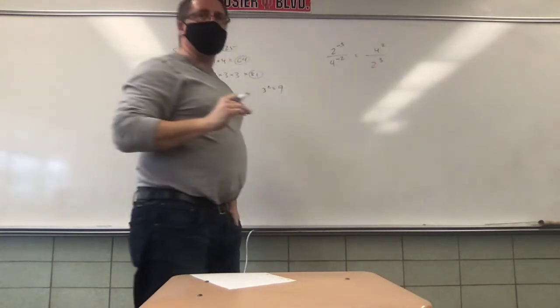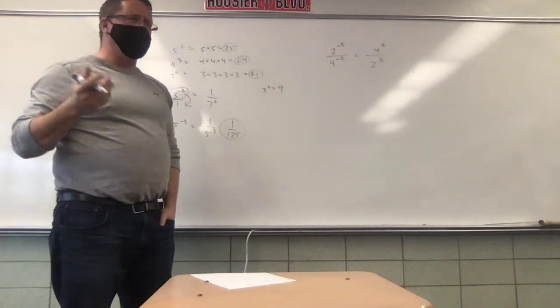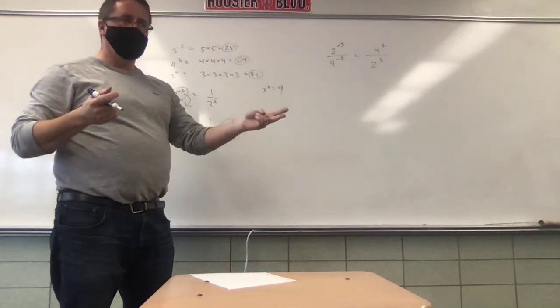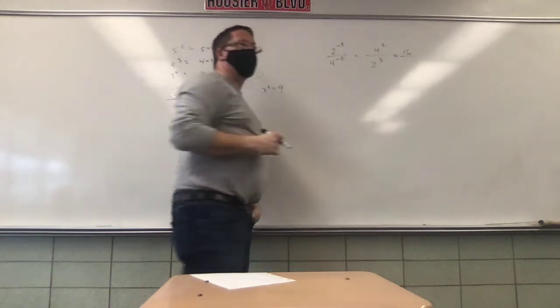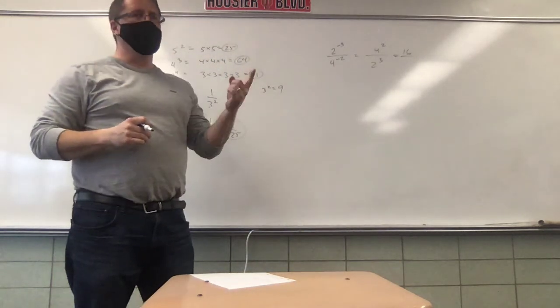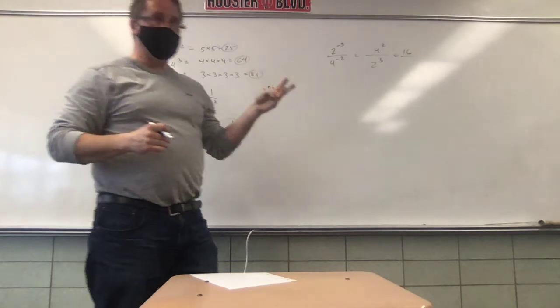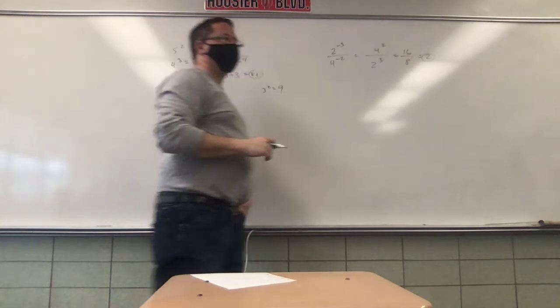What's 4 to the second? It's not 8. It's 16. Why did I say 8? Because that's 4 times 2, and it's not 4 times 2, it's 4 times 4, which is 16. And then over 2 to the third. Careful: 2 times 2 times 2 is 8. And 16 over 8 is 2.